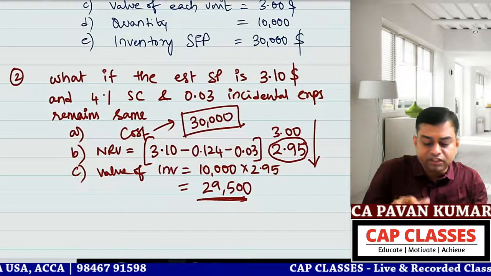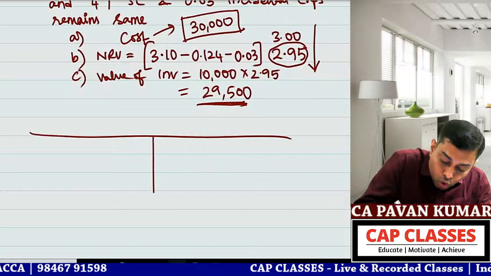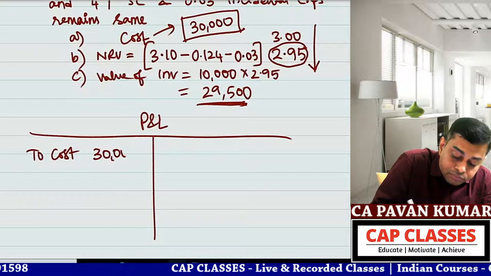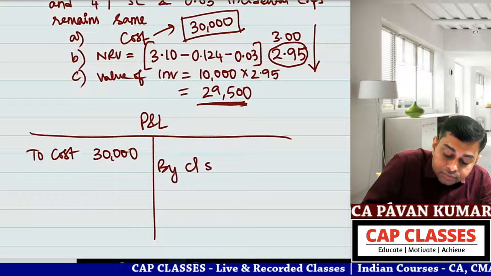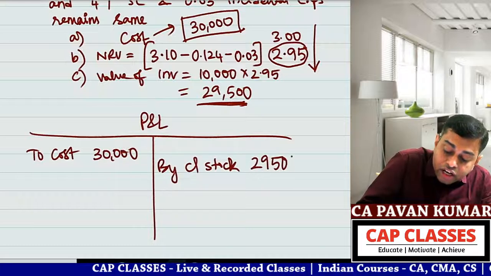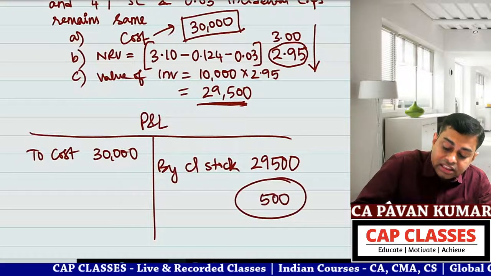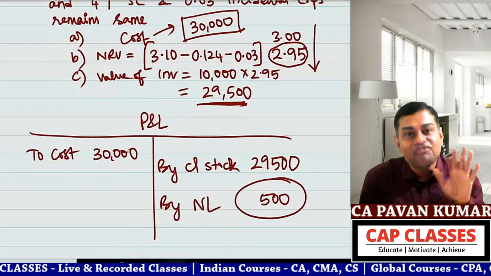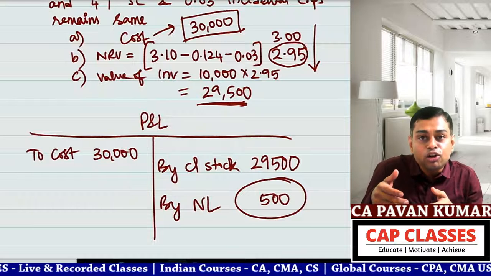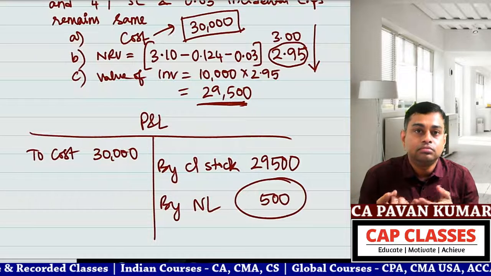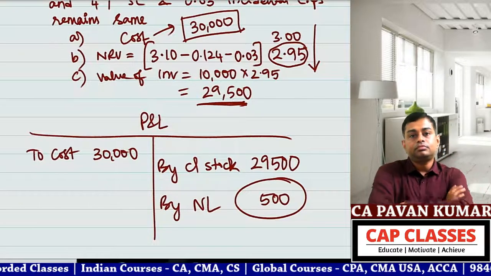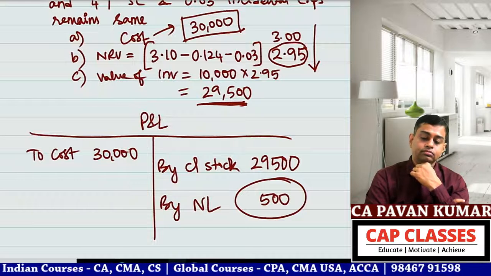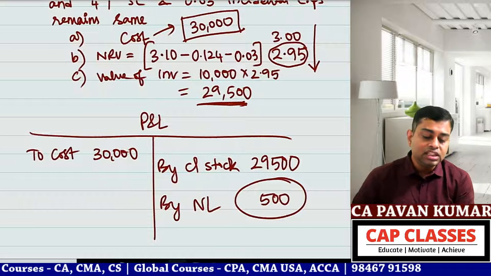Pavan sir, how are we booking loss? Simple. When you open your P&L account, to cost incurred to produce inventory, 30,000 came. By closing stock, you are writing 29,500 only, no? So obviously, 500 is the balancing figure here. What is this? By net loss. So instead of creating a provision for loss, we are reducing the value of the asset, automatically the credit comes down, profit comes down, or loss increases. This is the reason why inventory is carried at cost or NRV, whichever is lower. Prudence, conservatism.